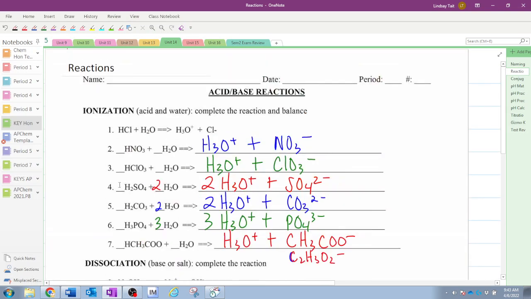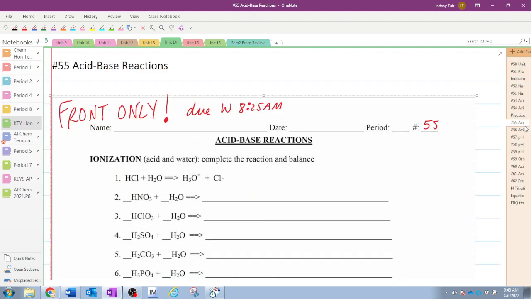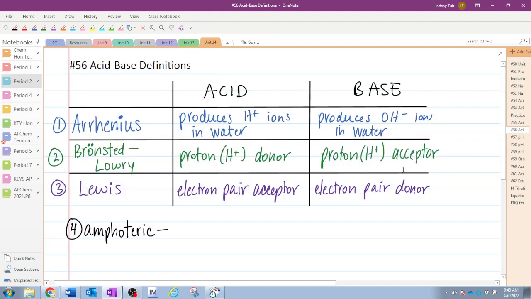All right, then with that, we need a blank sheet of paper for number 56, acid-base definitions. We're learning the rest of our definitions for an acid and a base today, and then we're going to apply one of those new definitions. Okay? Acid-base definitions.